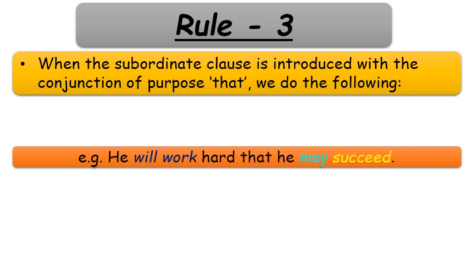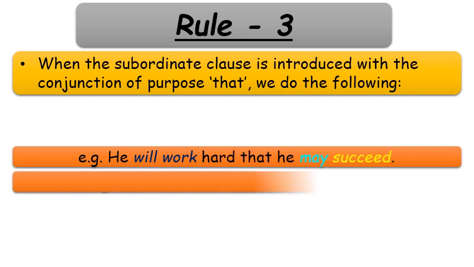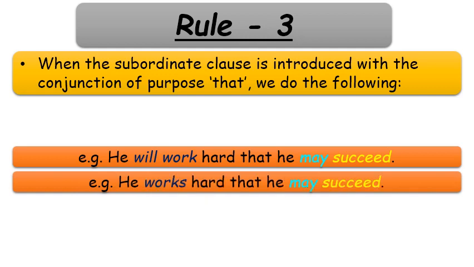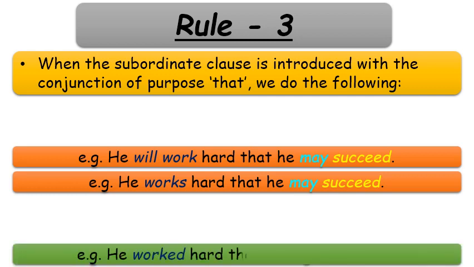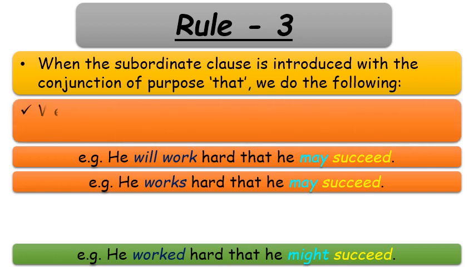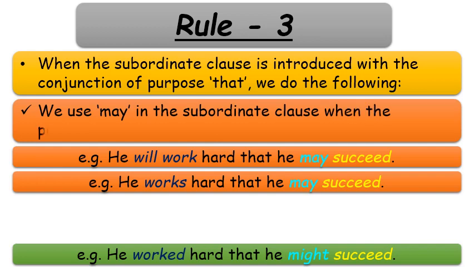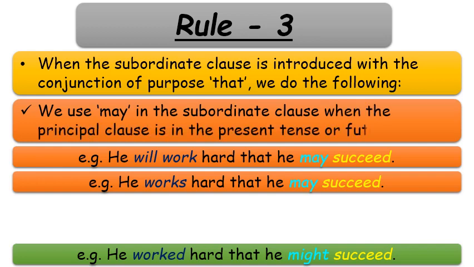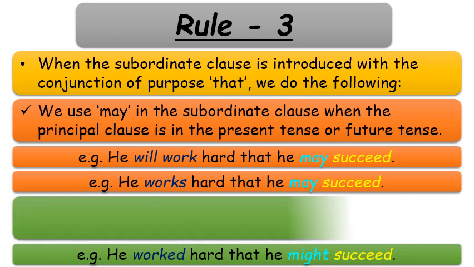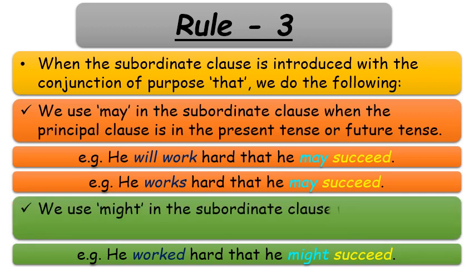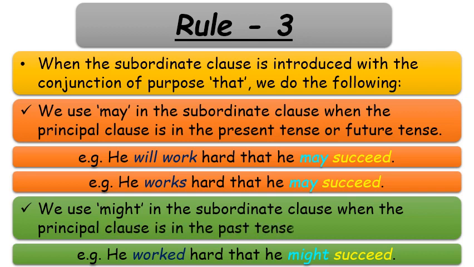Number 1. He will work hard that he may succeed. Number 2. He works hard that he may succeed. Number 3. He worked hard that he might succeed. In examples number 1 and 2, we can see that we use may in the subordinate clause when the principal clause is in the present tense or future tense. In example number 3, we use might in the subordinate clause when the principal clause is in the past tense.